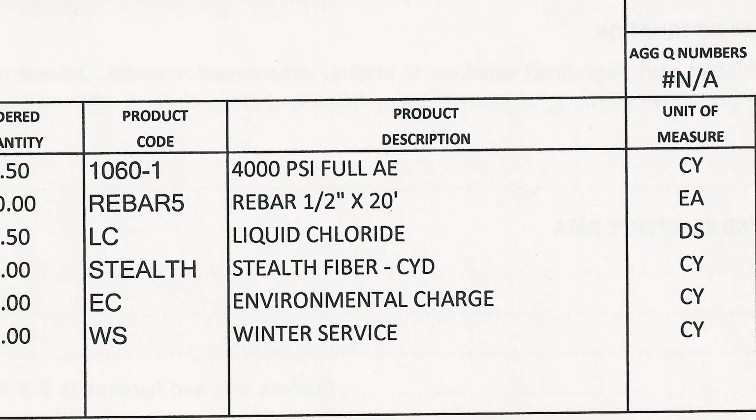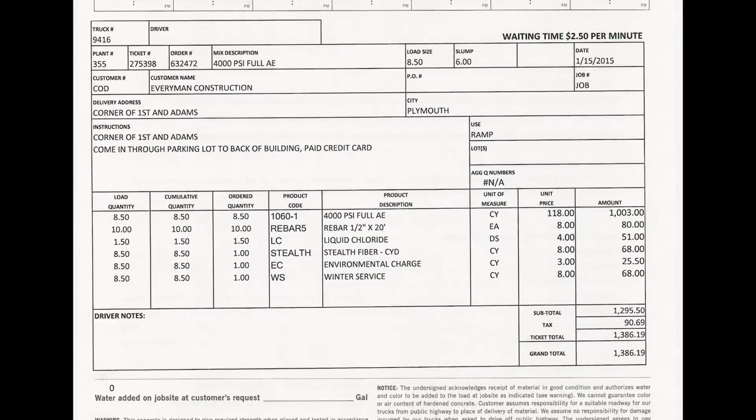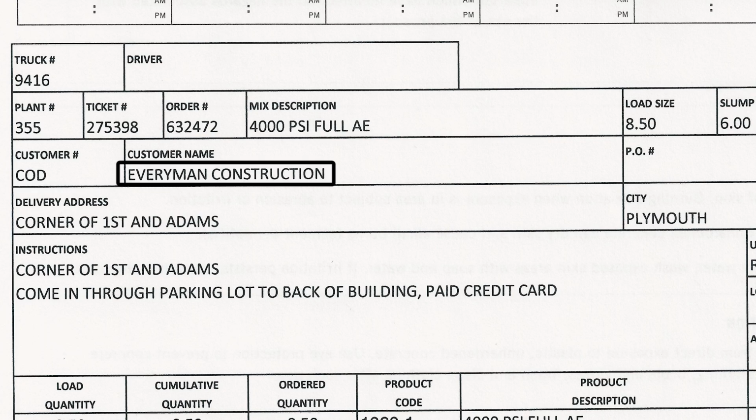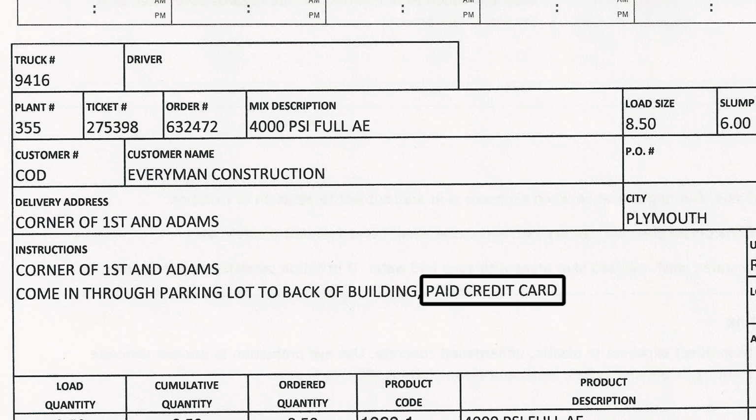Now that we have covered everything printed on a ticket, let's go back to our sample ticket and see what it tells us about our load. The customer is Everyman Construction, and they are pouring at the corner of First and Adams. When we arrive there, we need to come in through the parking lot to the back of the building to pour a ramp. We don't need to collect because it's already been paid for with a credit card.